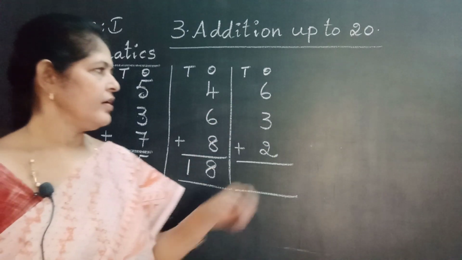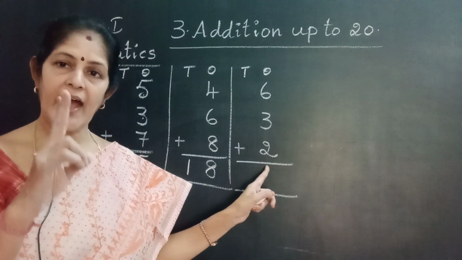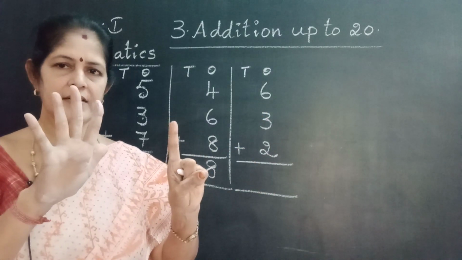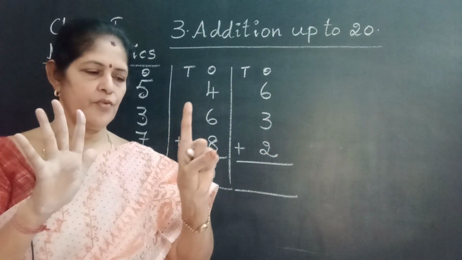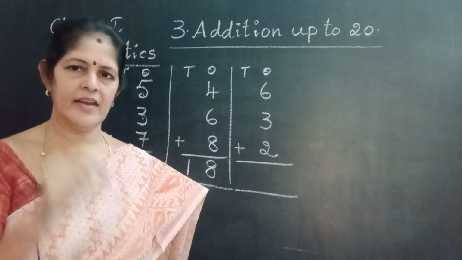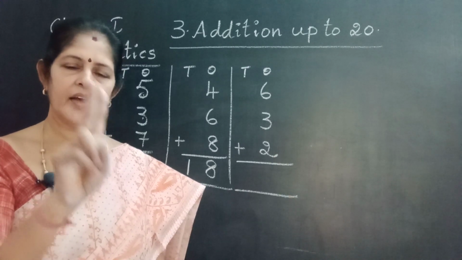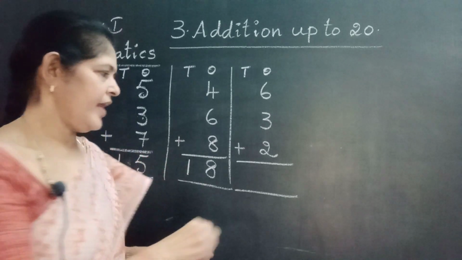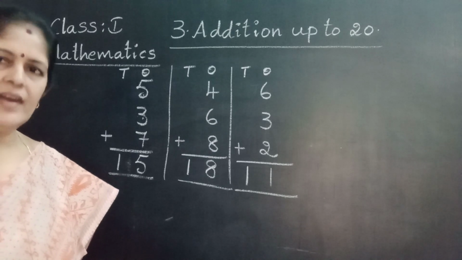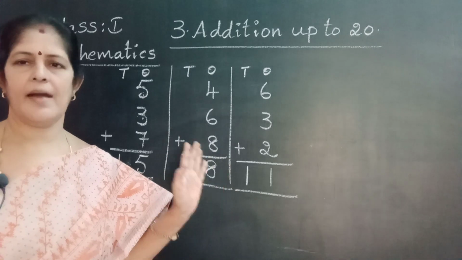Now come to here. First add 6 and 3, then add 2. 2 times we are doing here. Come on, take 6 fingers. 3 after. 4, 5, 6, 7, 8, 9. 9 in the mind. Take 2 fingers. 9 after. 10, 11. 1 ten, 1 one. These are adding 3 numbers.